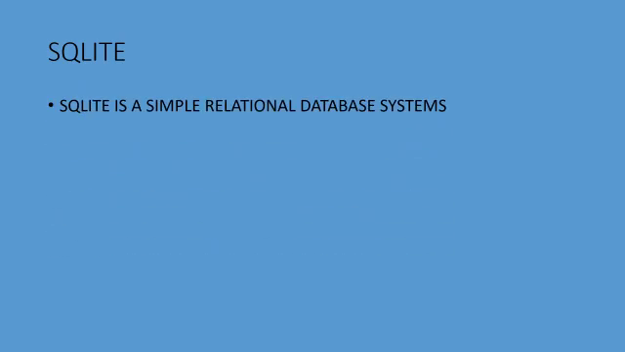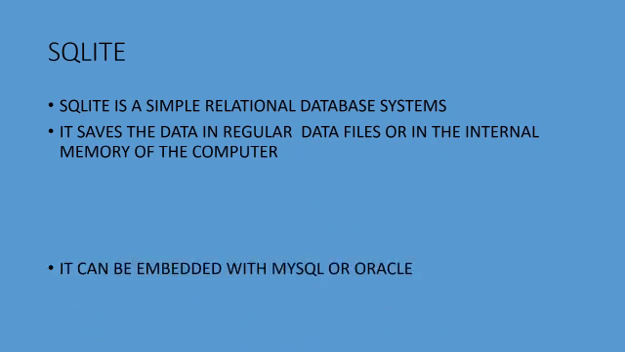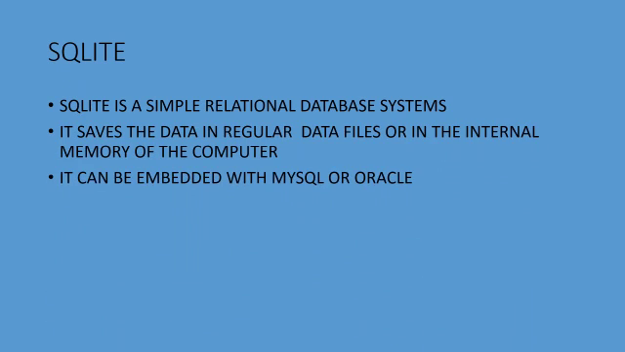Next, let us start. What is SQLite? SQLite is a simple relational DBMS, database management system software. It is one of the RDBMS software, and it saves the data in regular data files or in the internal memory of the system.